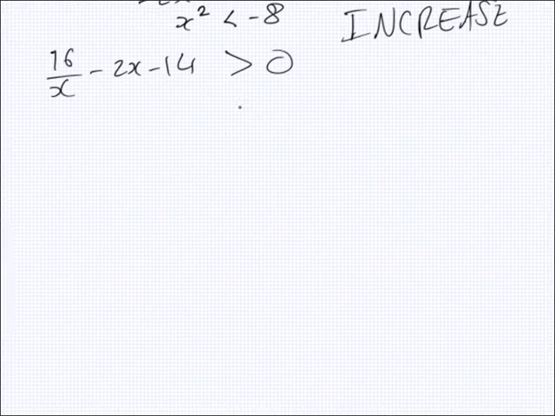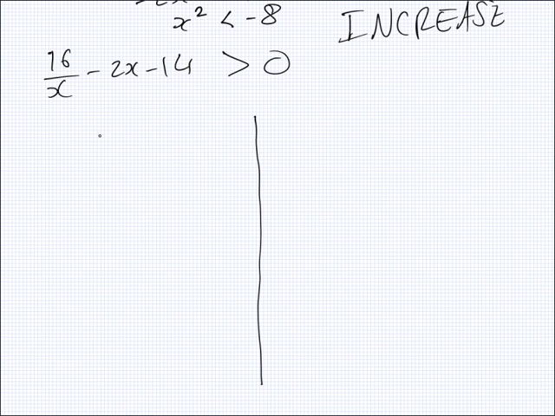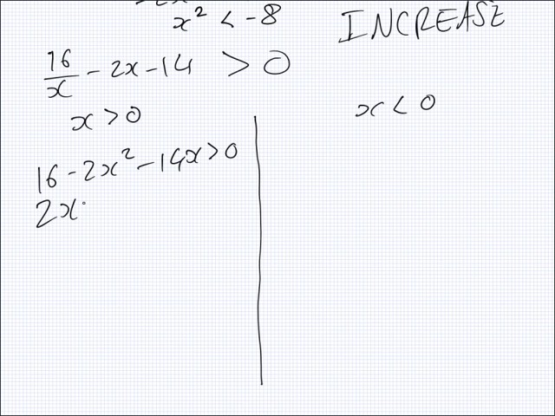Anyways, there's an easy way to fix that. What we'll do is we'll break the problem up into two halves. We'll look at first only positive x's, and then secondly negative x's. So if x is positive, can I multiply by x? Yeah. And do I have to worry about the sign? No. So that will be 16 minus 2x squared minus 14x more than 0. That's 2x squared plus 14x minus 16 more than 0. That's x squared plus 7x minus 8 more than 0.